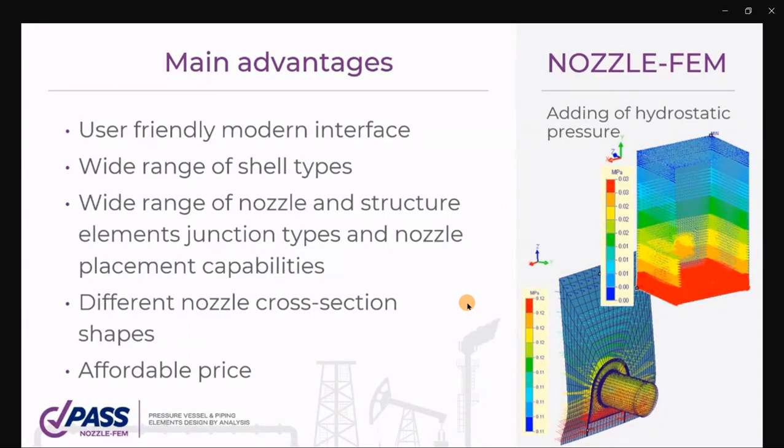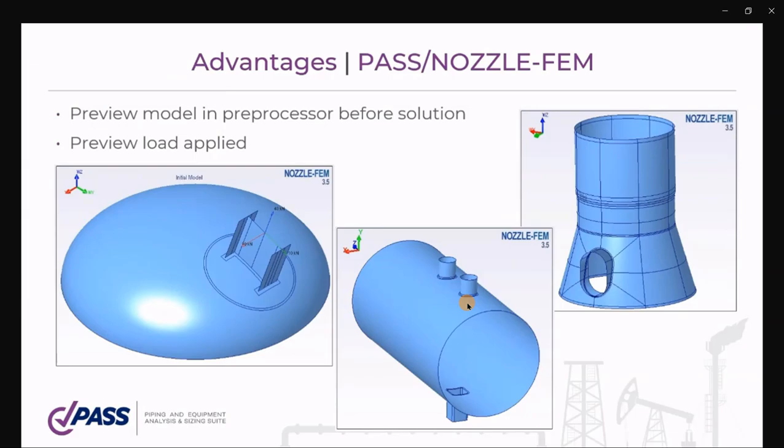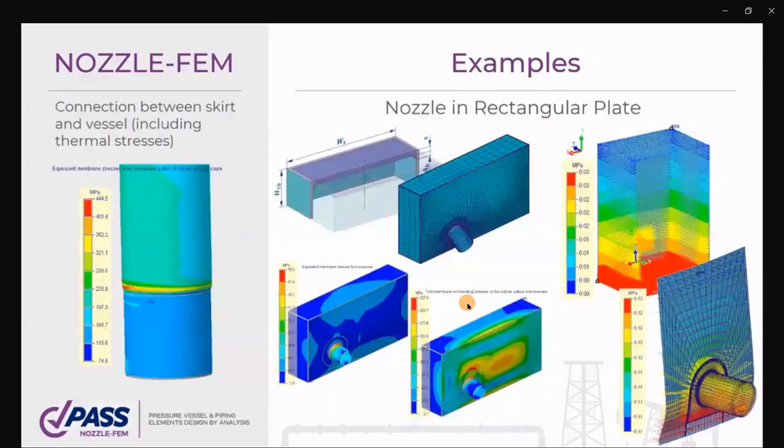Main advantages of the Nozzle-FEM program: a user-friendly modern interface, a wide range of shell types, nozzle and structure element junction types, and placement capabilities. Different nozzle cross-section shapes, and, importantly, an affordable price. An additional advantage of our program is the advanced preprocessor, which is used before the calculation for viewing the model and loads. In the next slides, you see some examples.